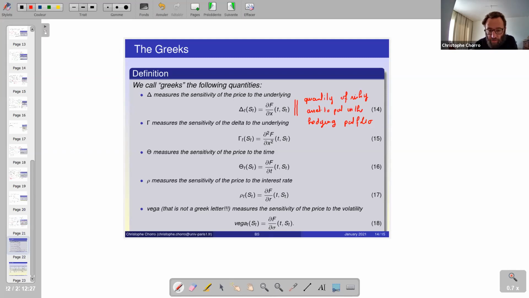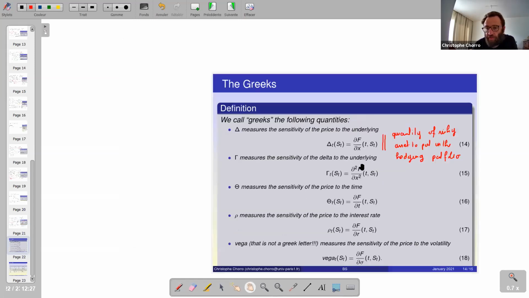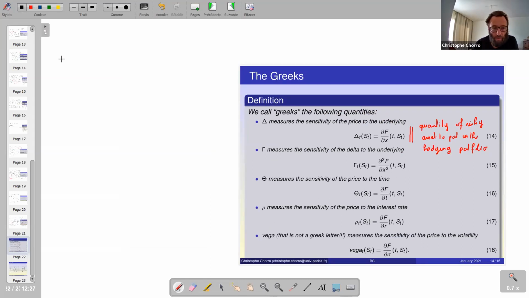So let me just give to you the interpretation of the second derivative that we call the gamma. So I am at time t equal to 0, and let's say the maturity of a financial product here is capital T. In the framework of the Black and Scholes model, I know that from a theoretical point of view, it is possible to price and to hedge a contingent claim because the market is complete.